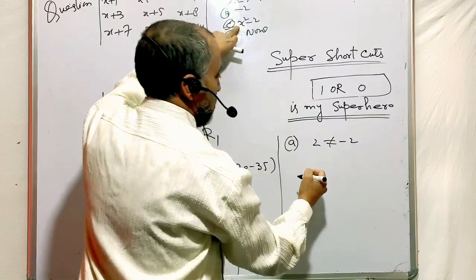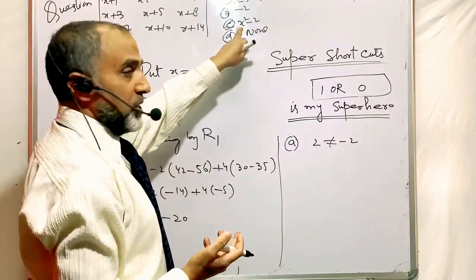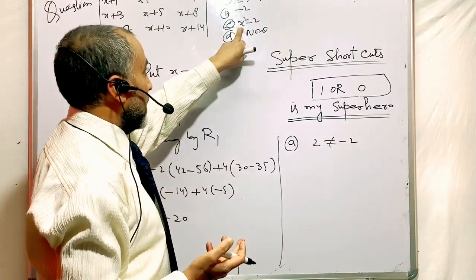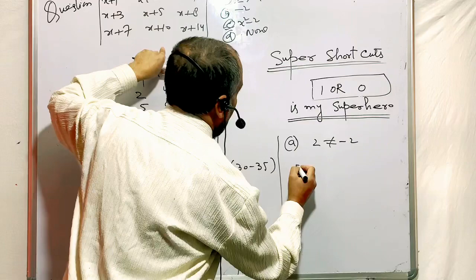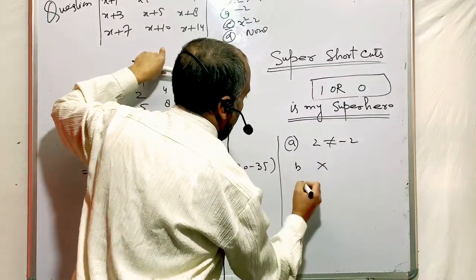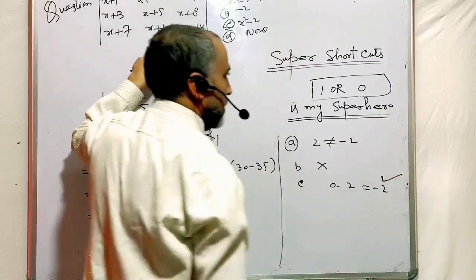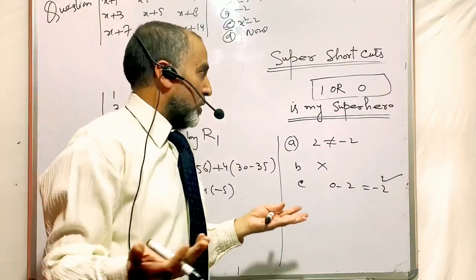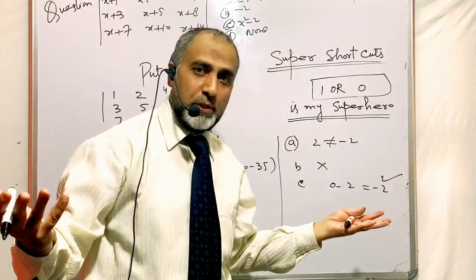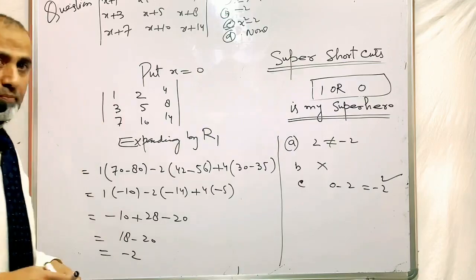This is the most appropriate. It seems B is also fine, but at x is equal to 0, when we put x as 0, the value of the determinant is minus 2. So B is not correct. And C is 0 minus 2, that is minus 2. This one is correct. Is it clear? Okay, this is 1 or 0 is my superhero. Okay, you can note it down.